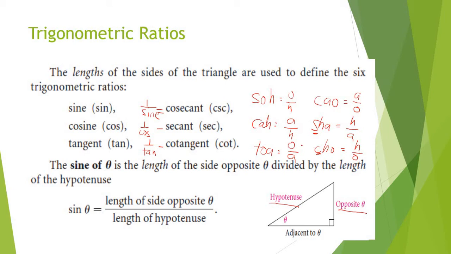In order for you to memorize the different trigonometric ratios with their corresponding sides, just say it: saw, ka, towa, kau, sha, cho. So, saw, ka, towa, kau, sha, cho.